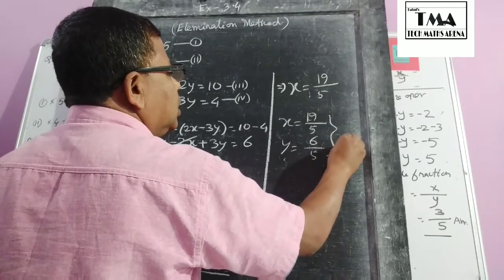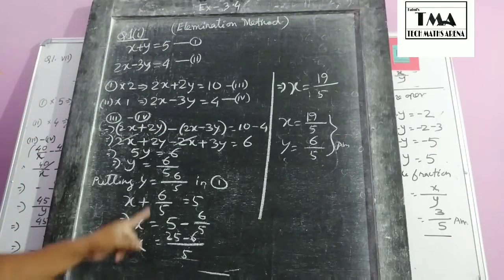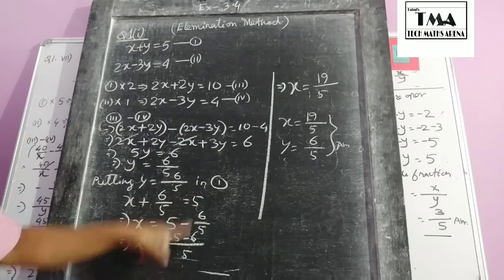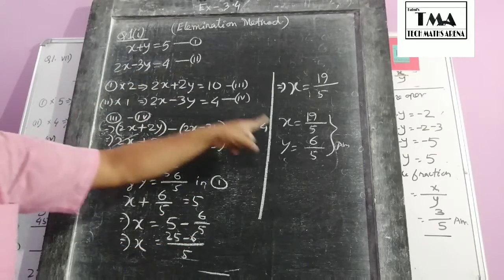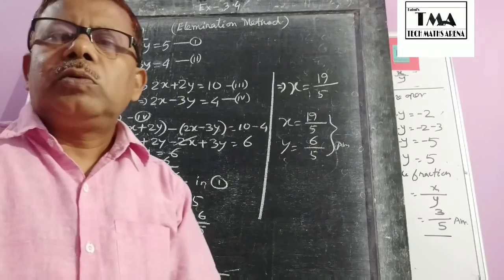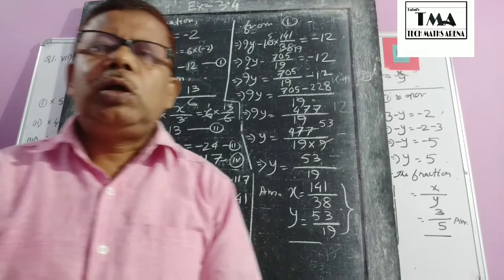This is the answer. And this is the elimination method. Here we have eliminated x to find y. Then putting y in any one of the two equations, we can find the other variable x also.